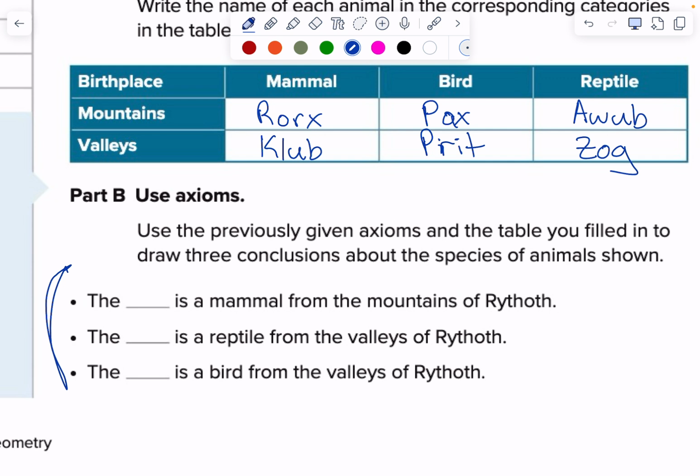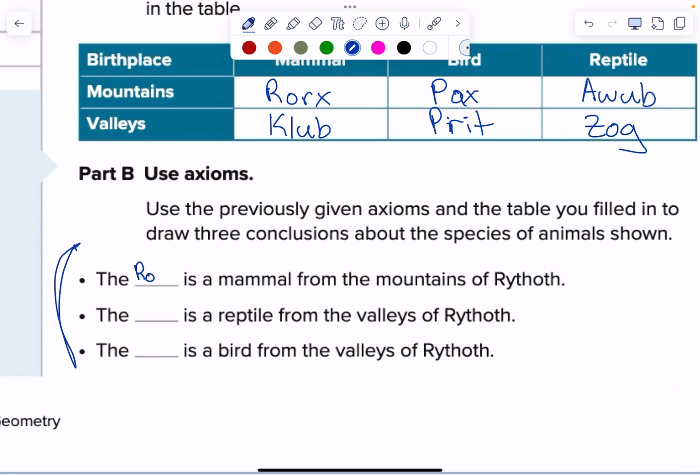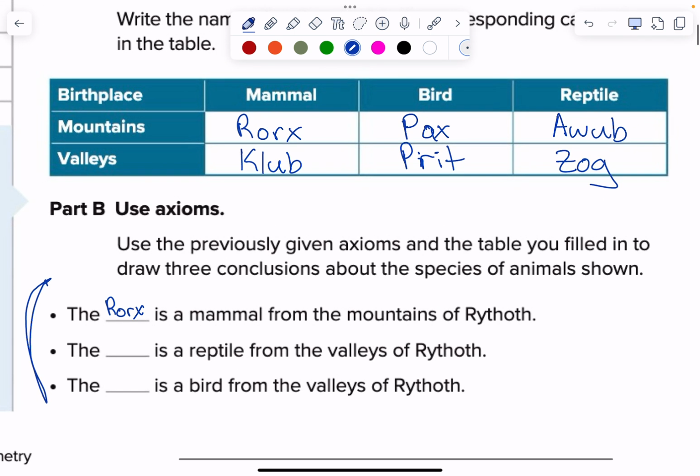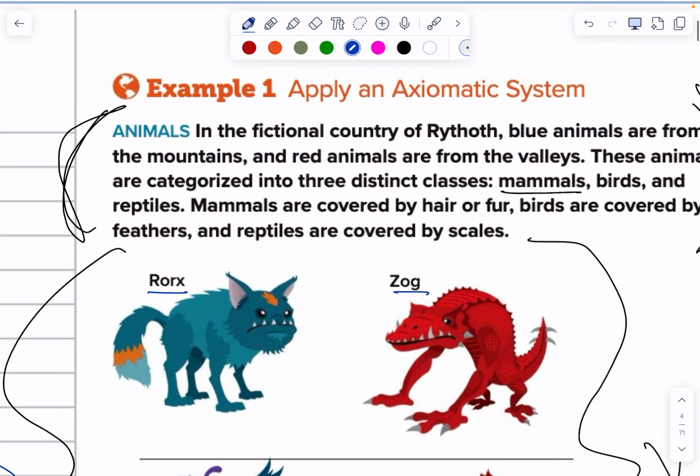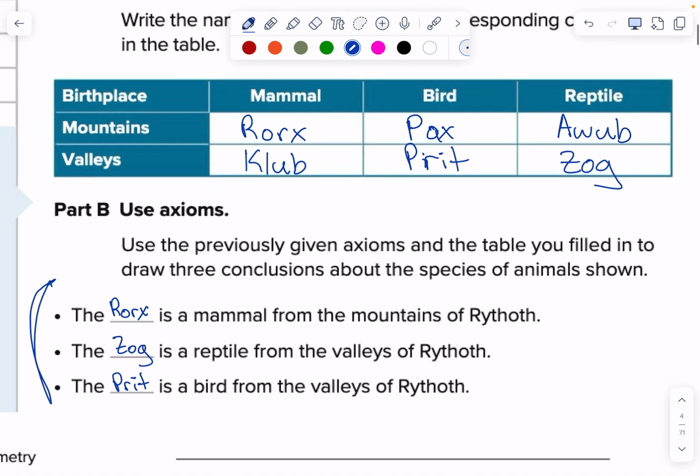So, whatever. All right, the blank is a mammal from the mountains. Who's my mammal from the mountains? The Rourke's. Okay. The blank is a reptile from the valley. He's a bird from the valley. Bird, valley, Prit. Awesome. Okay, it's just having you organize your thoughts, starting with a paragraph, organizing your thoughts into a table, and then making it easier to draw conclusions. Got it? Not too bad, right?